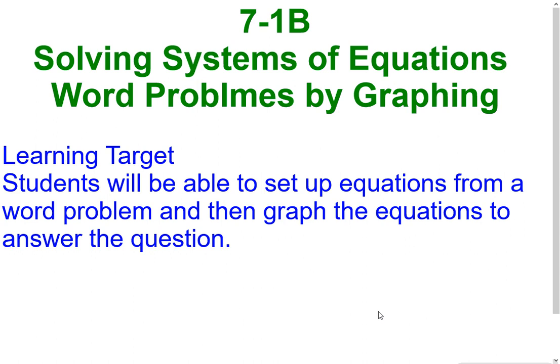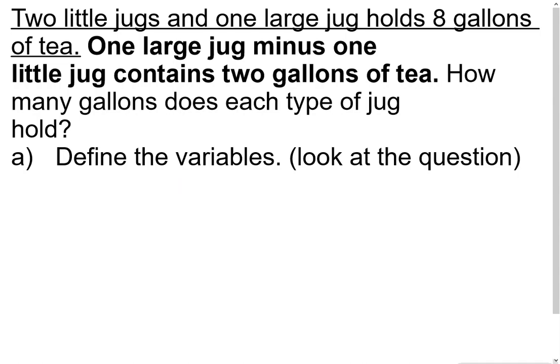Hi there. Here I have a lesson on solving word problems using a graphing approach. I have a word problem here. It says 2 little jugs and 1 large jug holds 8 gallons of tea. 1 large jug minus 1 little jug contains 2 gallons of tea. How many gallons does each type of jug hold?